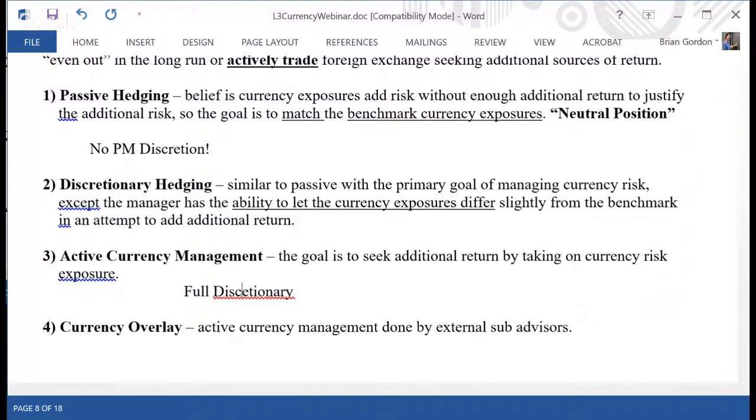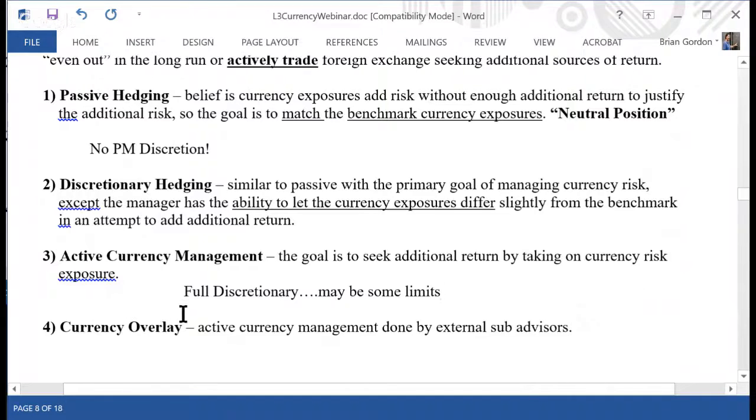I think I need an R in there, and discretionary powers for the portfolio manager. So now they're actively managing and they're trying to enhance returns. There may be some limits, but think about it as that extension to discretionary, where they're still matching that currency exposure of the portfolio to the benchmark with a little bit of a drift. Now we have full discretion.